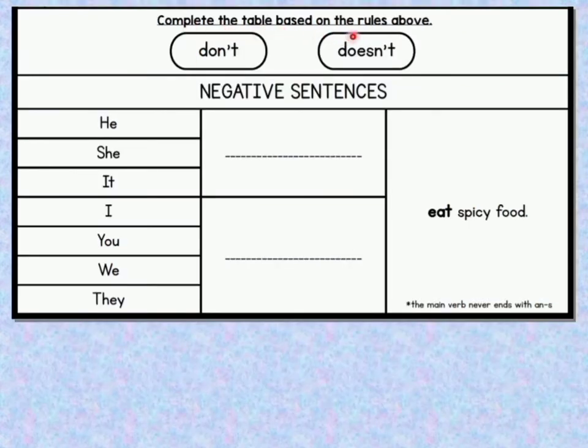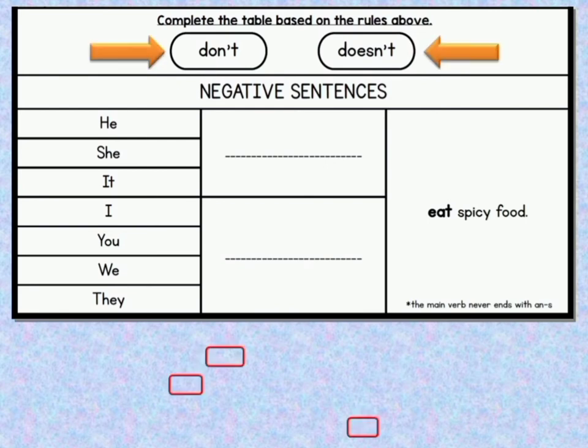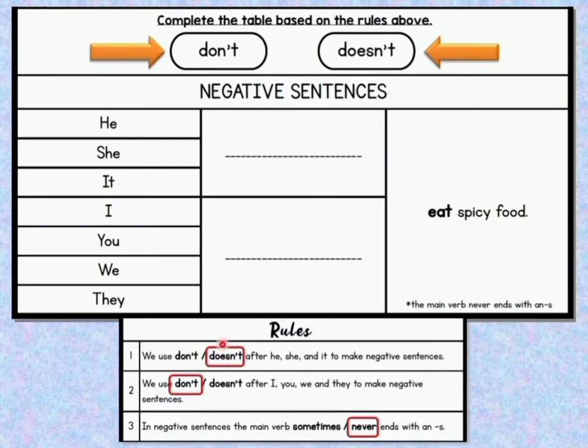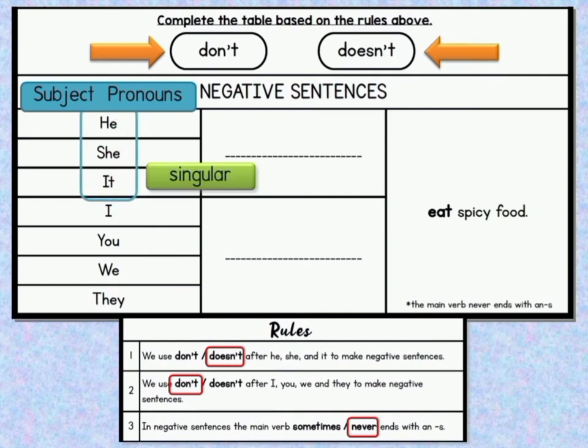Complete the table based on the rules above with the words don't and doesn't. Based on the rules here, we have to complete the empty spaces with the words don't and doesn't. Now look at the words he, she, it, I, you, we, they. These are our subject pronouns. And the first part, he, she, it, is singular.